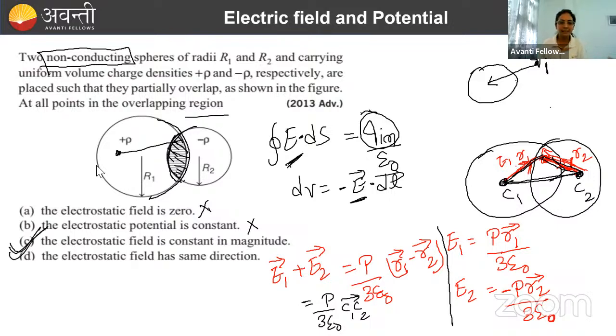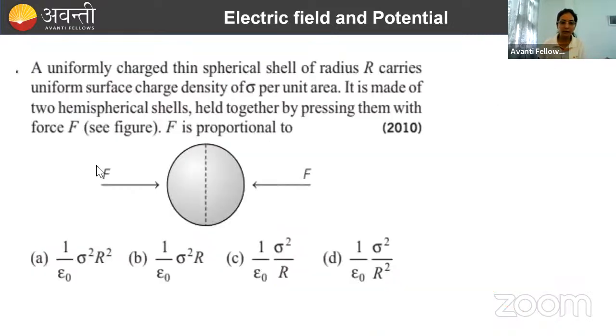Now, does the electric field have the same direction? Yes. Its direction will always be in the sense of C1C2. So D is also correct. So that is what we needed to calculate here. I hope it is clear. If you have any doubt, you can ask.